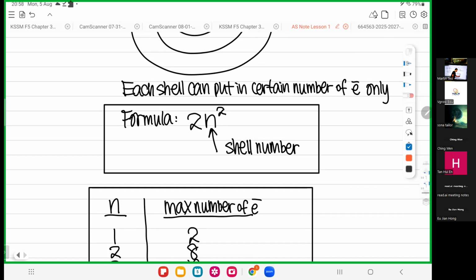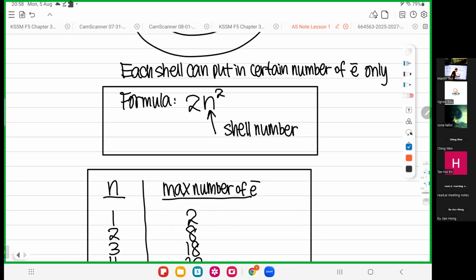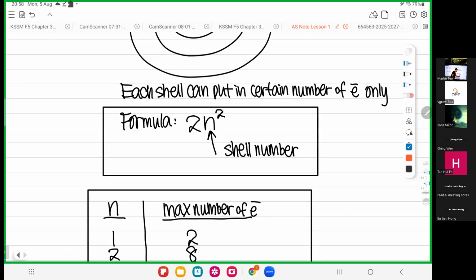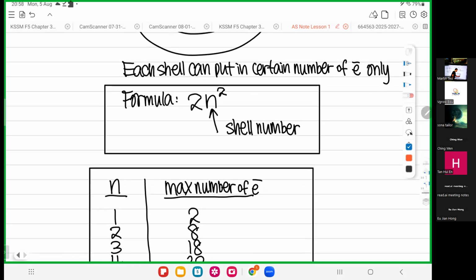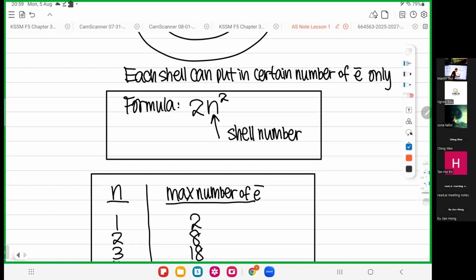But now, let's look at the whole thing. Third shell, n equal to 3. So 3 power 2 is 9, 9 times 2 is 18. You see? Actually, the third shell can put 18 electrons, not 8.